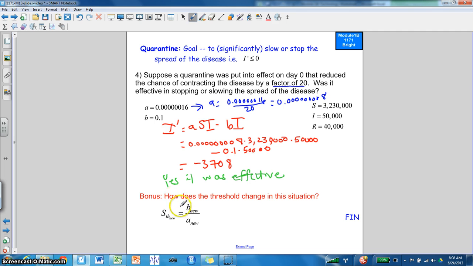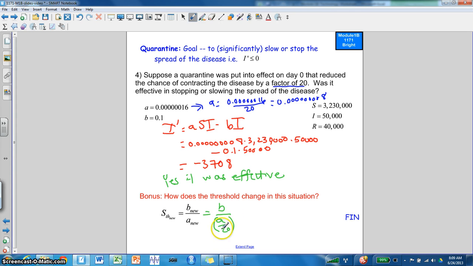Okay, now just a bonus question: how does the threshold change? Okay, so remember, threshold is defined to be B over A. Okay, and I added some subscripts just for us to clarify. Now remember that the new recovery rate, B, didn't change. Whenever you put a quarantine into effect, the recovery rate does not change. When you put a quarantine into effect, though, the transmission coefficient changes, and that was 1/20th of this. So instead of putting in the number, I'm not going to use numbers, I'm going to say this is now A divided by 20.